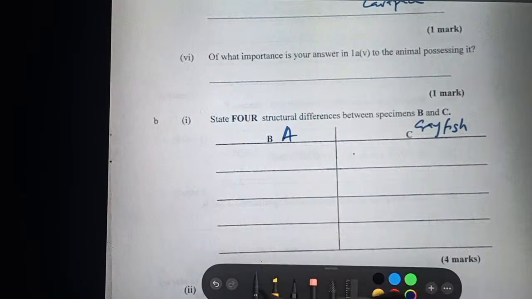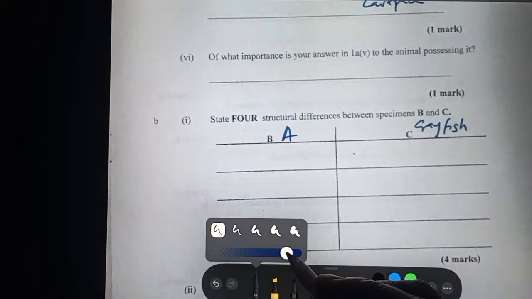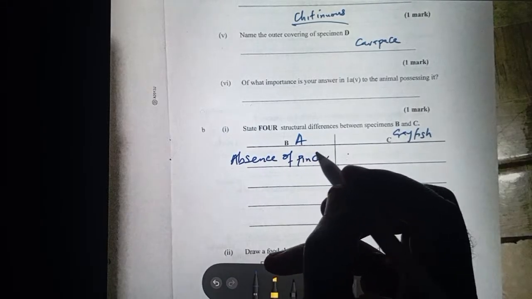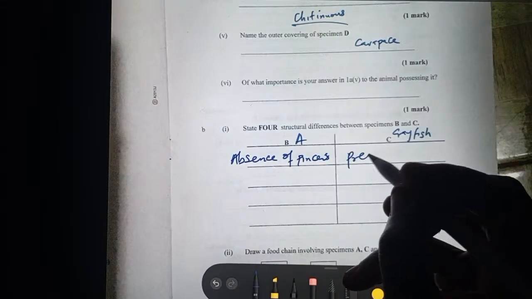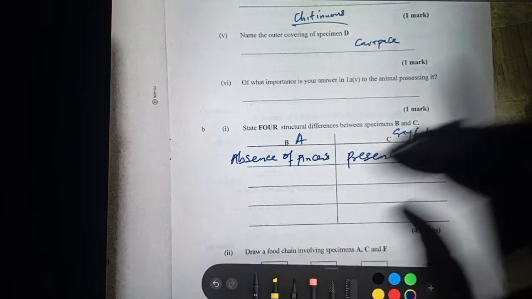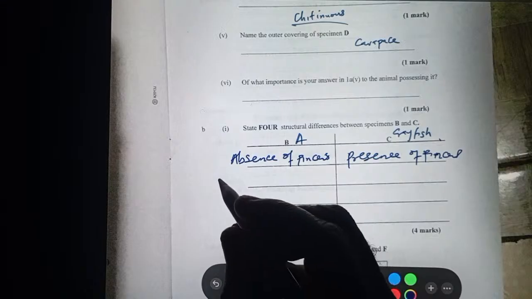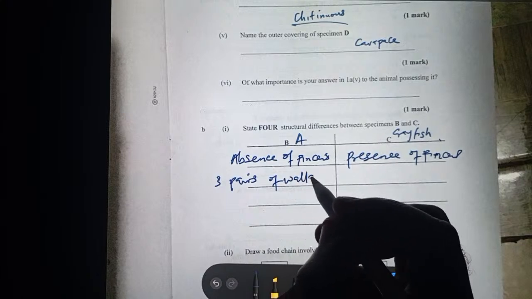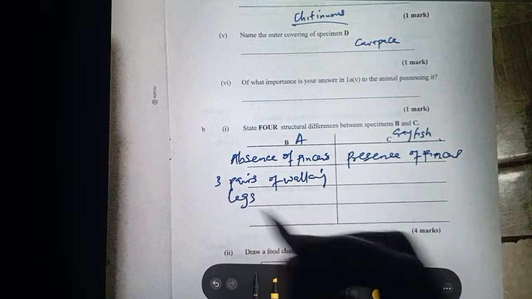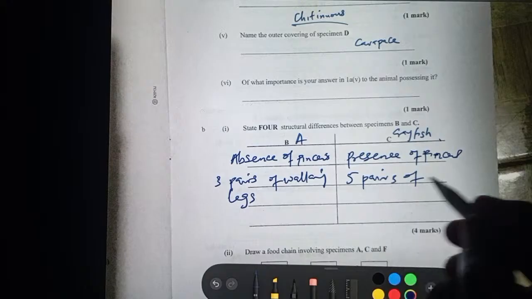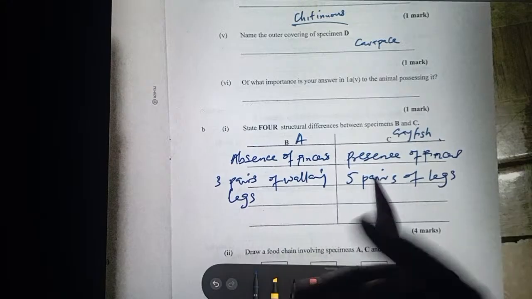Let me act as if this is actually our paper. So say absence of pincers, presence of pincers. Okay. So make sure you state what you are seeing. 3 pairs of walking legs. 3 pairs of what? Walking legs. What is here? 5 pairs, or you say 10 legs. The first one is modified as the chelicera.